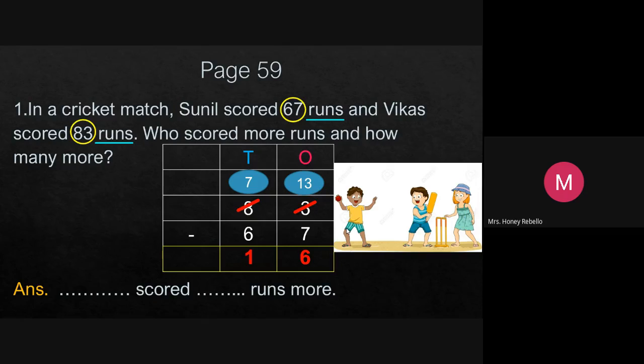Okay, good. Taranish, thank you. Now answer. Okay, good. Now you have to write because scored 16 runs more. Okay, this is the answer. You have to write the full sum in your textbook.